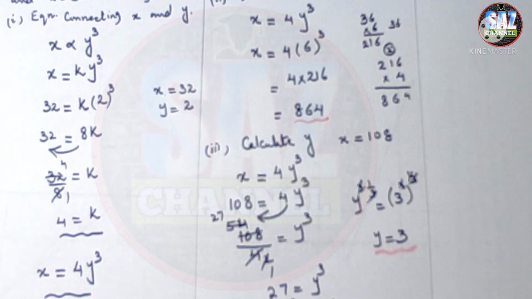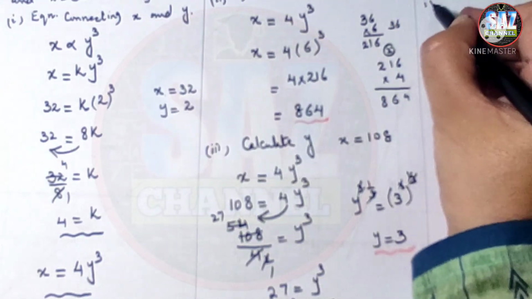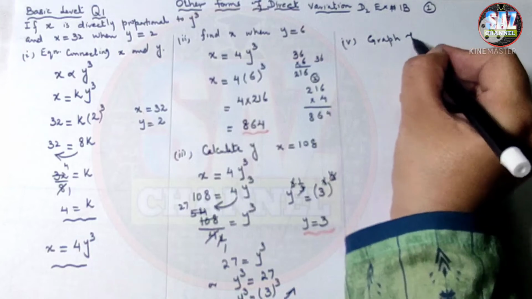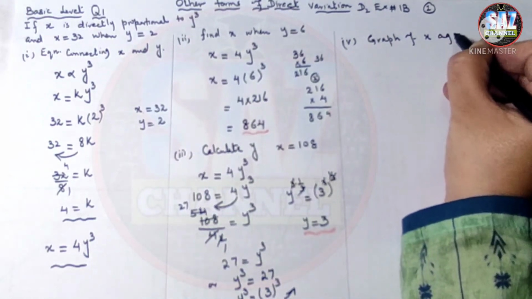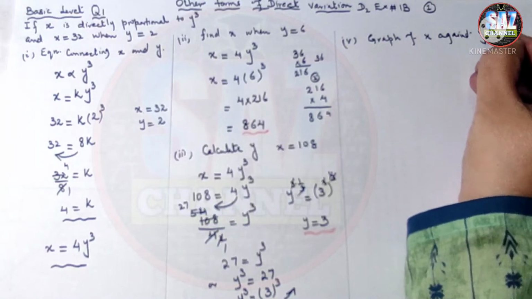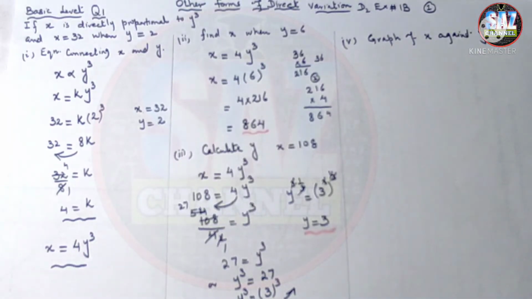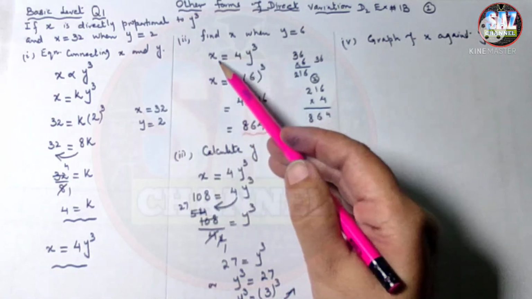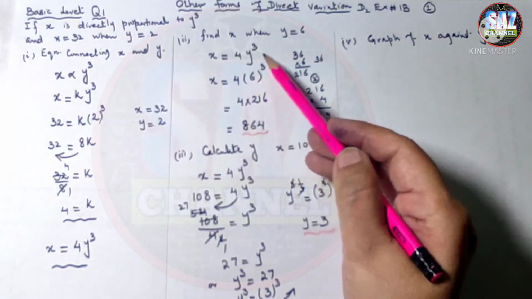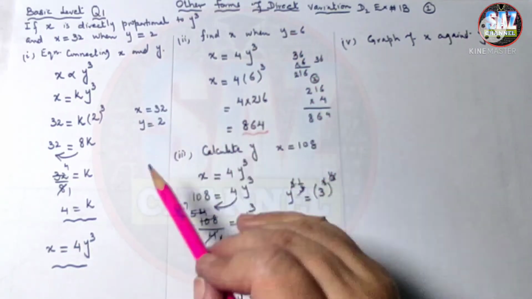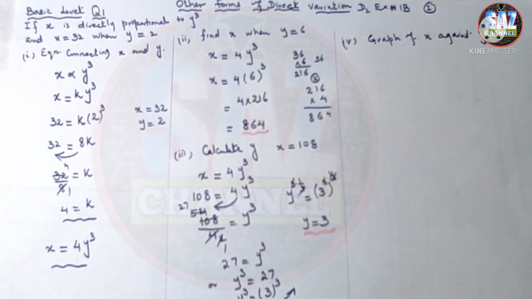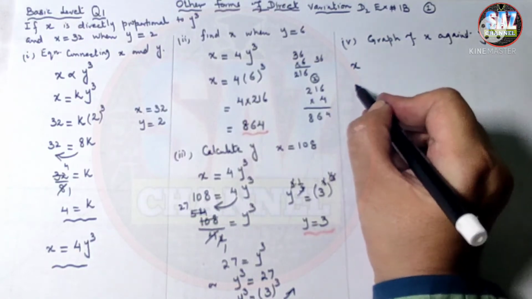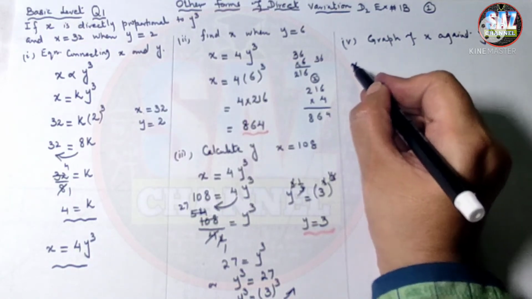And then the question says we have to draw the graph of x against y cube. Now recall, students, what we are going to do: which one will be the independent variable and which one will be the dependent variable. Here y cube is on the right hand side, so y cube will be the independent variable. And in order to draw the graph, we can take any two values here.